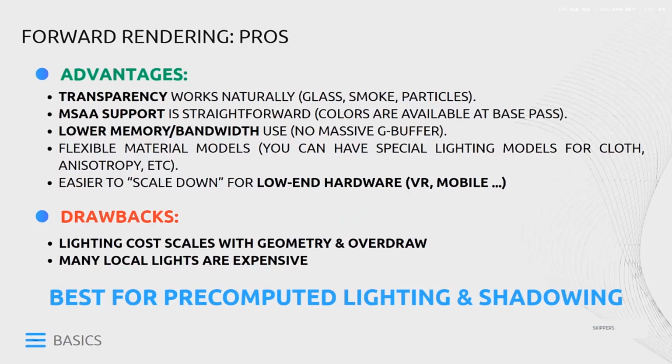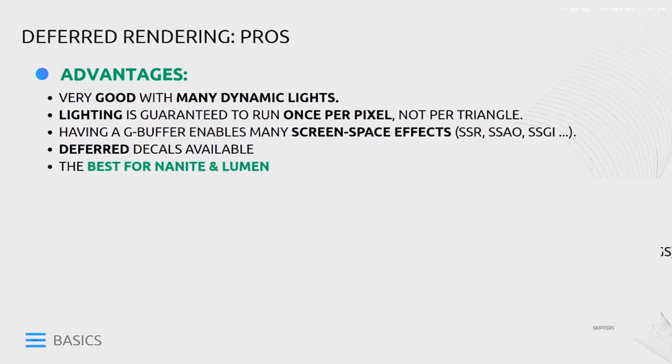Now let's move to deferred rendering, which is also excellent for scenes with many dynamic lights, because lighting, as I mentioned, is calculated per pixel from the G-buffer, not per object, and it also works with Nanite and Lumen, which are modern Unreal technologies. And lighting here is handled per pixel, not per triangle, so performance does not depend on object count or geometry complexity, it depends on screen resolution.